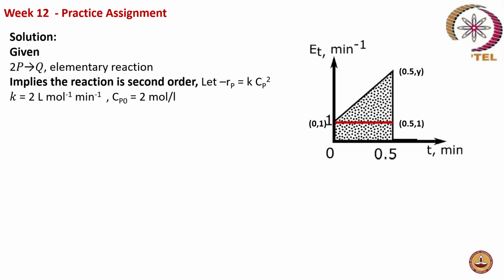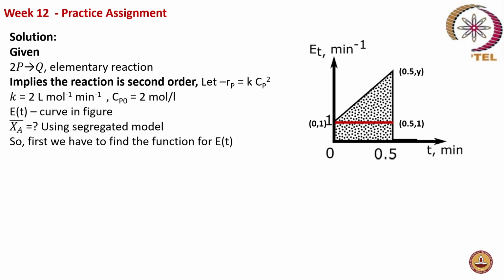They've also given the reaction rate constant as 2 liter per mole per minute, and the initial concentration of P, where pure reactant is fed, and the concentration of the reactant P is 2 mole per liter. Now the E curve is shown in the figure. We have an E curve of this shape. Now we have to find what is the average conversion using a segregated model.